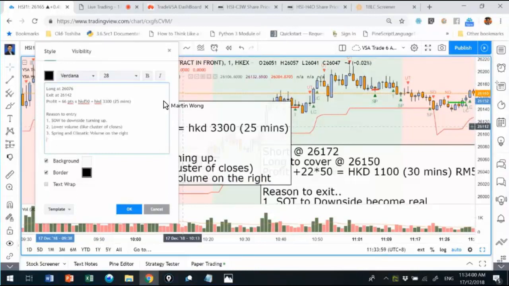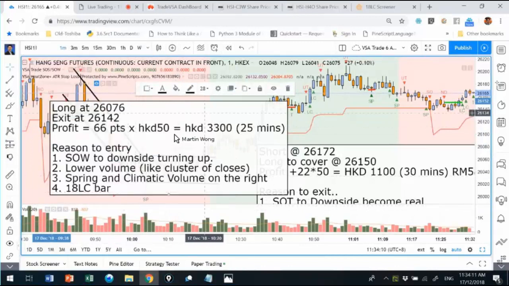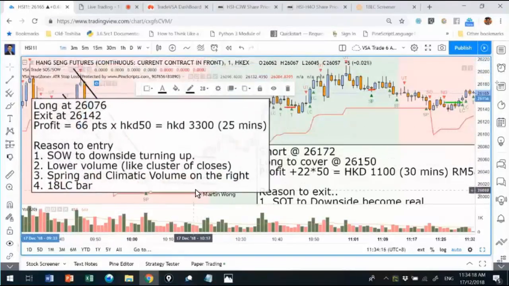Volume on the right side, then we have a break. Then we have an 18-day line change bar. Okay, so that was the one that we did somewhere around here. We land long here. Okay.